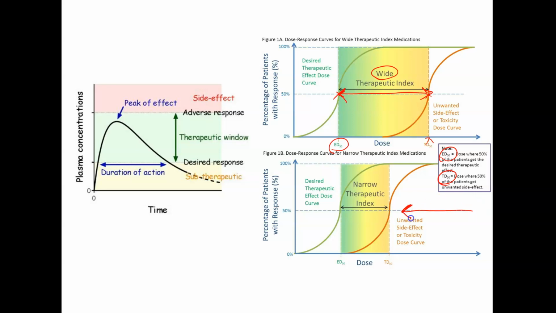Now, the closer these two things move together, in this case, we can see that this is another antibiotic or another type of medication. We can see here that the effective dose didn't really change that much, as long as the x-axis is the same. But we can see that the toxic dose went way down. In other words, a lower amount of this particular medication causes some type of side effect in half of patients. So now our therapeutic index is very small or very narrow.